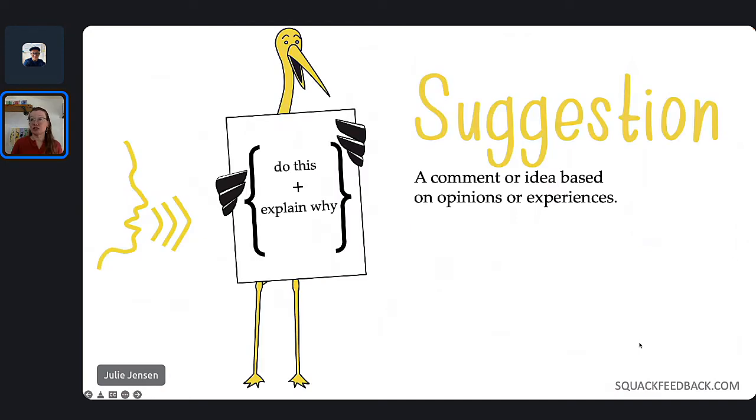We'll start with suggestion, which is a comment or idea based on opinions or experiences. What this really is, when you look at the formula there that our stork is holding, is: do this thing, make this action happen. And then as the feedback provider, I'm obligated to explain why that's an important thing to do. What is it that makes that suggestion so persuasive and important?